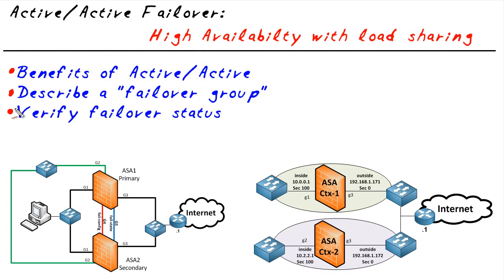If we want failover in our network, it's going to require two. Two of what? Two of everything that we want to have redundant. In the case of firewalls, we're going to have two physical firewalls. And traditionally, we'd call one the active, and the other would be standby.